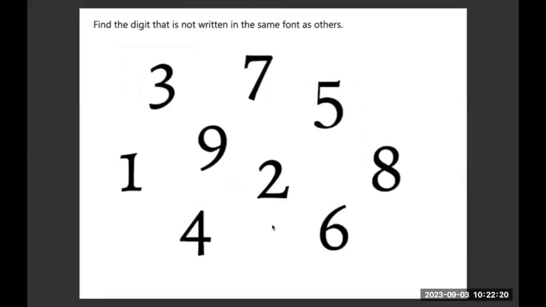This is a font-based question. You're given here some series of font which is provided, and there's one number, one digit, which is not matching the font style which is provided. You have to find that number. Very simple. You have to find the number which is not matching the font series.